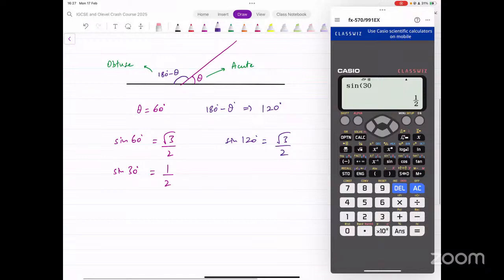All right. Now, what's the corresponding obtuse angle for this? If acute is 30, 180 minus 30, what would that be?